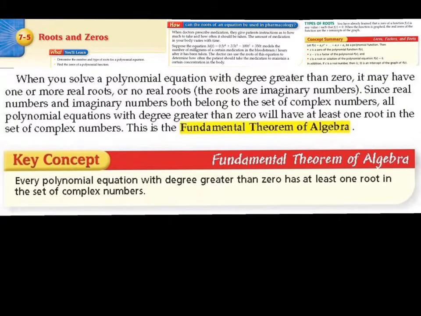When you solve a polynomial equation with degree greater than 0, it may have one or more real roots, or no real roots. The roots are imaginary numbers. Since real numbers and imaginary numbers both belong to the set of complex numbers, all polynomial equations with degree greater than 0 will have at least one root in the set of complex numbers. This is the fundamental theorem of algebra: every polynomial equation with degree greater than 0 has at least one root in the set of complex numbers.